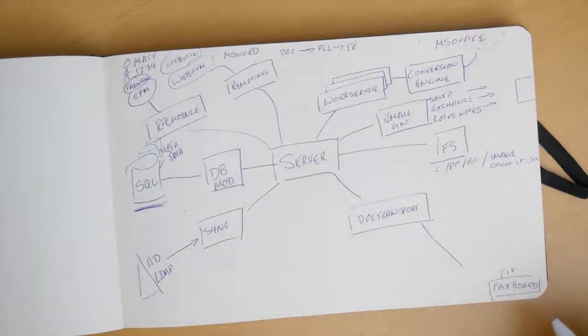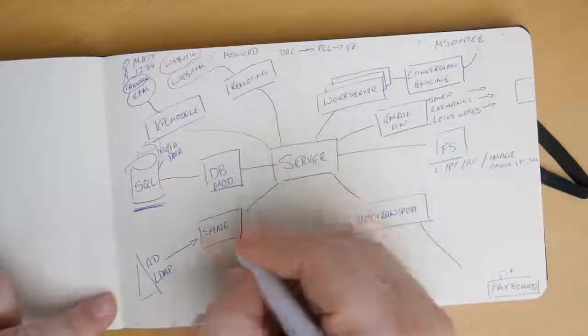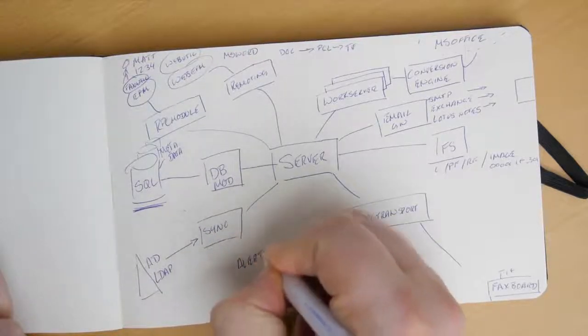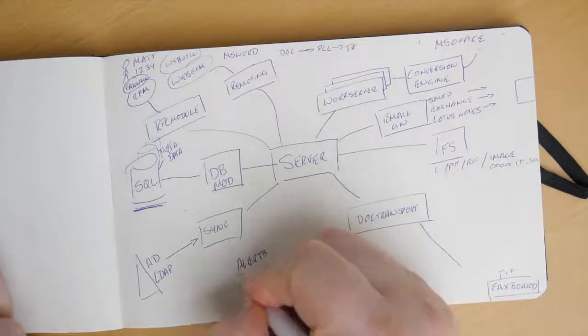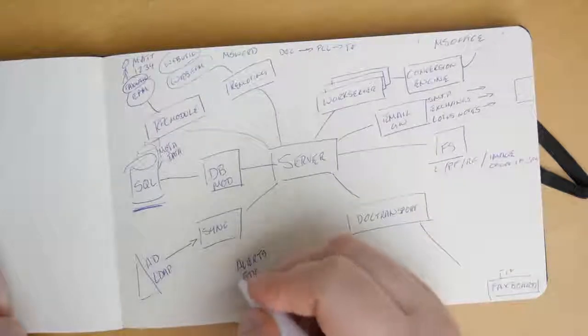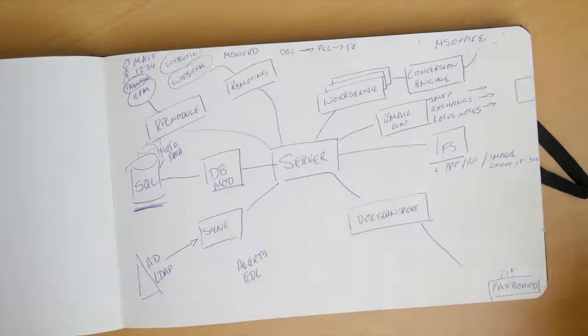Let's see, what else do I need to draw? There are some other modules that you can use with RightFax. There are alerts and monitors. There is the EDC module. Paging, queue services, SAP, lots of other modules, but I don't want to make this diagram too complex.